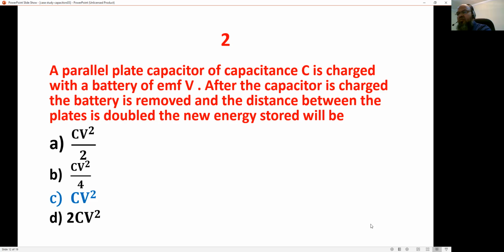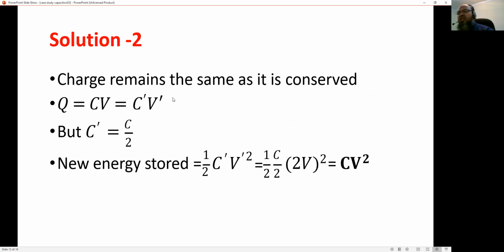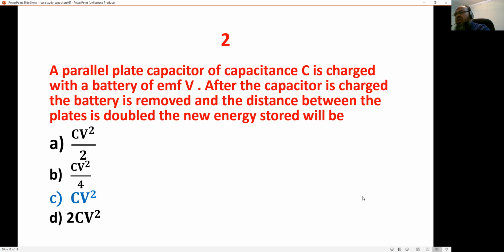in this? So if you remember these factors, you can see that when the battery is removed, the charge will remain same as it is conserved. So therefore CV is equal to C dash V dash. C dash V dash is the new charge. It means that new capacitance will become C by 2. So capacitance will become half. If you put this in the formula, half CV square, with all these values, then you see that the answer is coming CV square. So CV square is the right option, as you see in the previous slide, that this is the right answer.